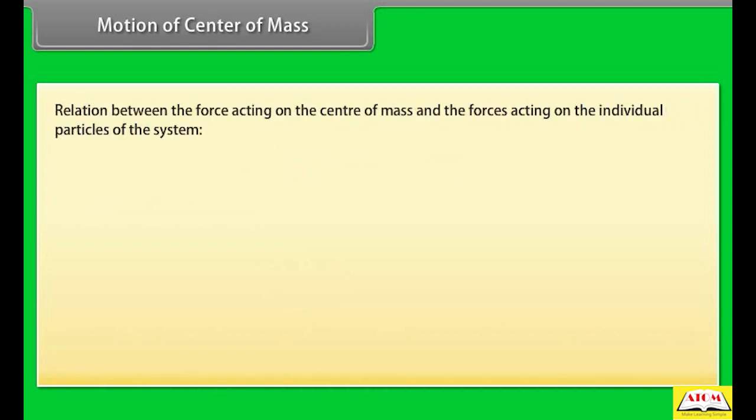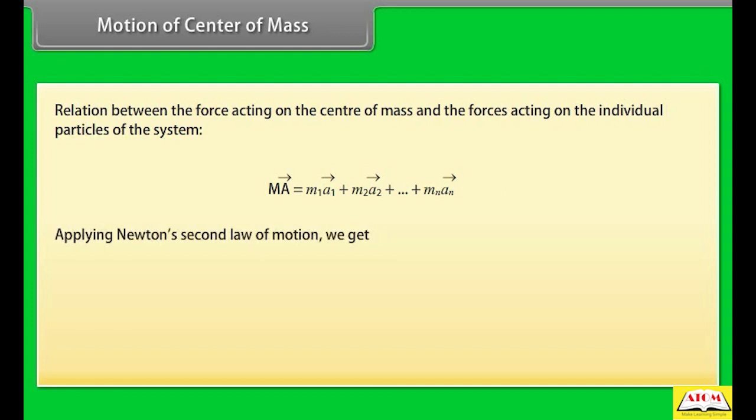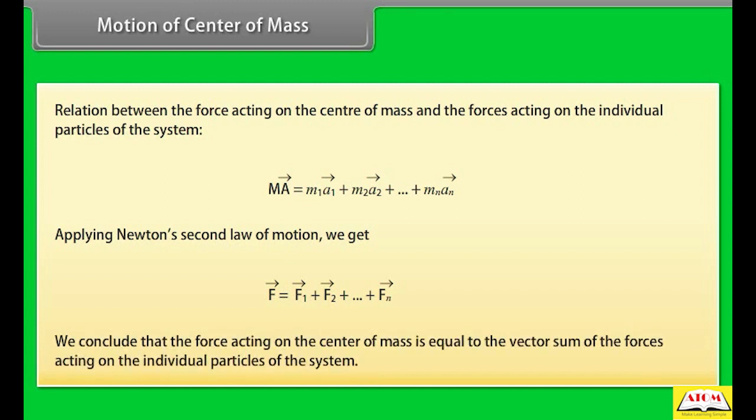Relation between the force acting on the center of mass and the forces acting on the individual particles of the system. ma vector is equal to m1a1 vector plus m2a2 vector plus so on till mnan vector. By applying Newton's second law of motion in the above equation, we get F vector is equal to F1 vector plus F2 vector plus so on till Fn vector. We conclude that the force acting on the center of mass is equal to the vector sum of the forces acting on the individual particles of the system.